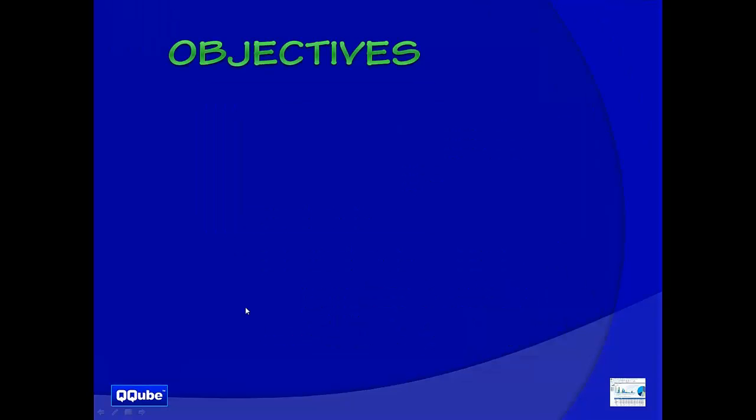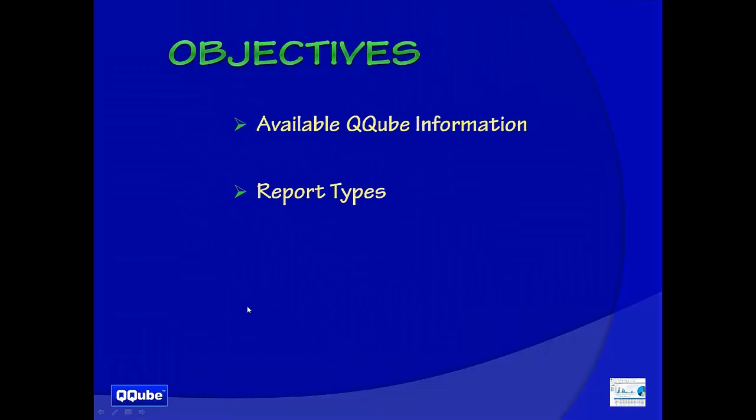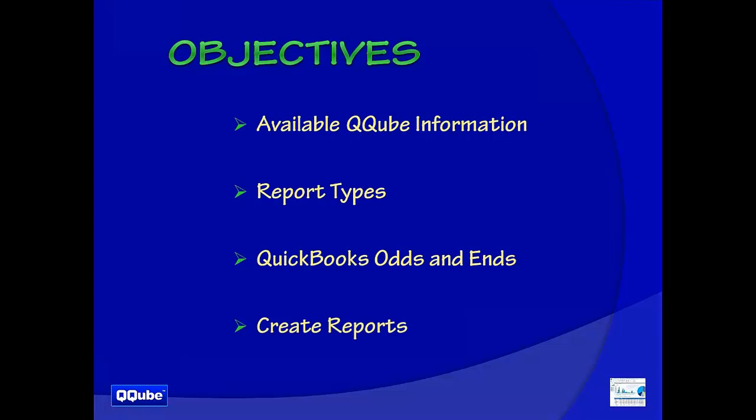All right, let's try this again. Objectives: available cube information, the reporting types, QuickBooks odds and ends, trying to give you some tips and tricks and let you know what QuickBooks does and doesn't expose underneath the hood, just a few items. And we're actually going to create some reports today, or some analysis, things that you can probably use.